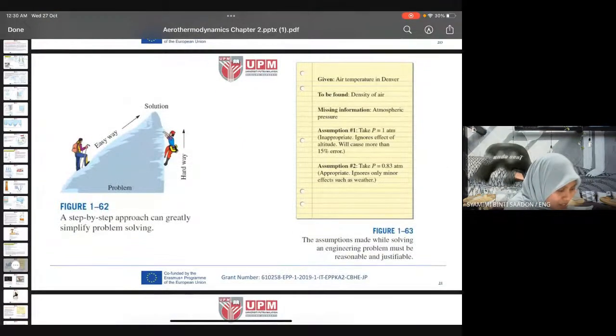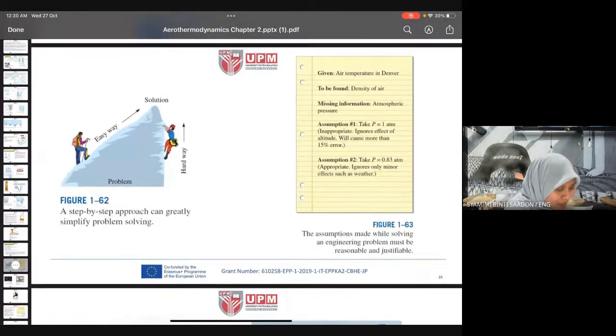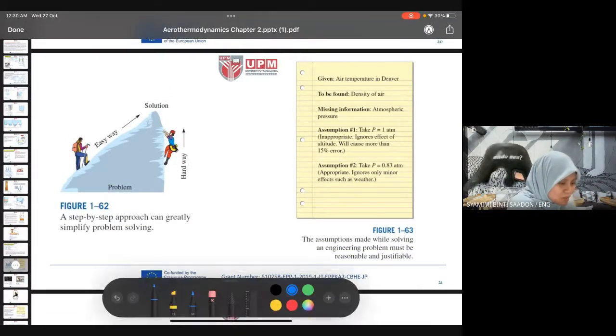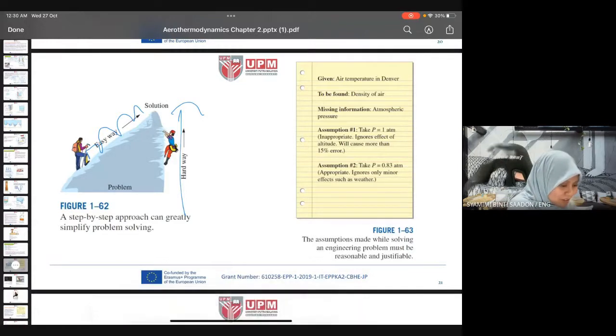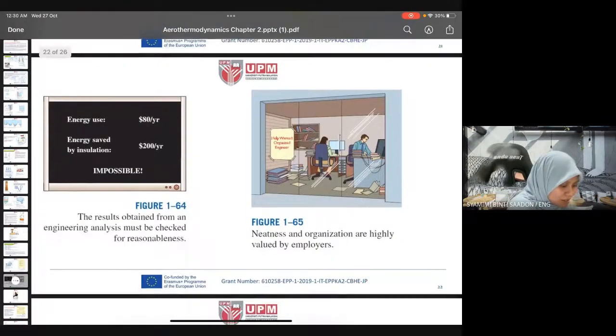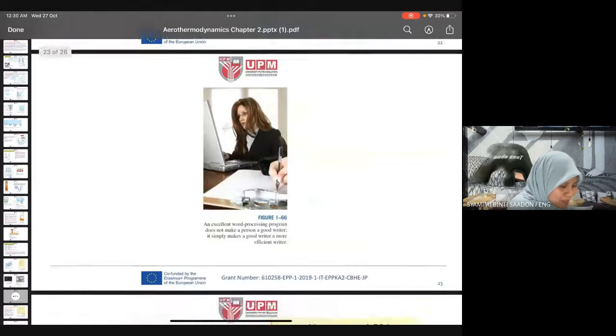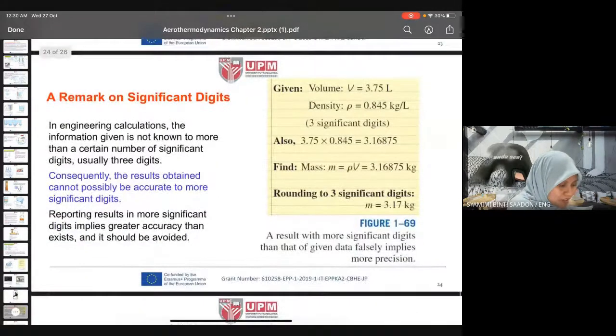Okay, so this is an example. That's why the easy way is to climb bit by bit, instead of directly wanting to solve the solution. This is just an example. So, the word processing. A remark on significant digits.